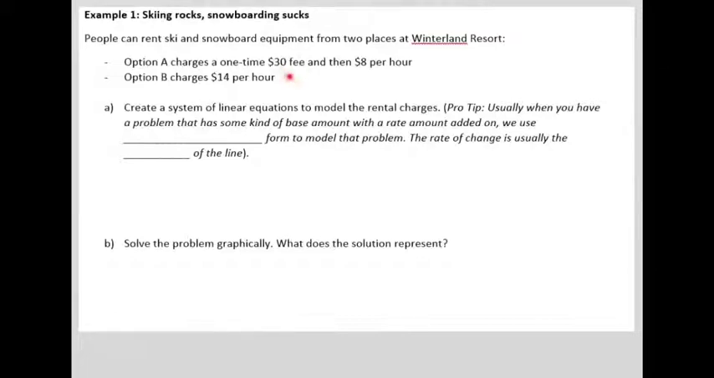Okay? But $30 just to show up and rent the equipment, plus $8 per hour that you spend skiing and using that equipment. Option B charges $14 per hour. No initial fee. Just every hour you're there, you pay $14. Got it? And option C, I didn't put it up there. If you snowboard, you pay $100 an hour.